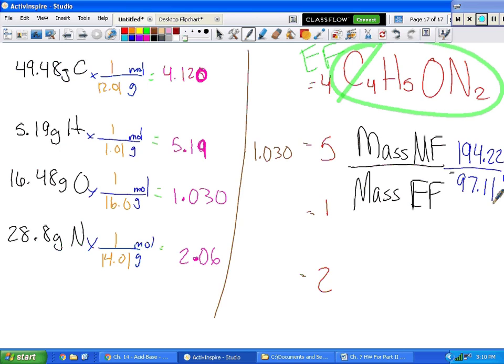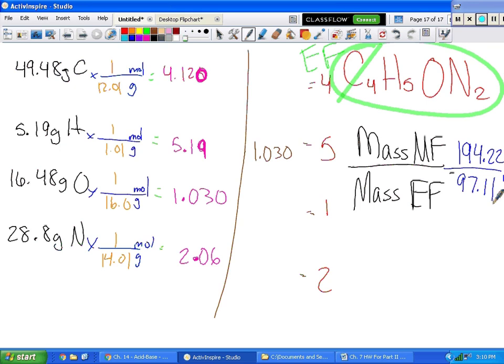Or another way to look at it, Lauren, what's half of 22? That's the easier way to look at it. Yes, ma'am. How did I get 197? No. Check. 194.22 is given in the problem.